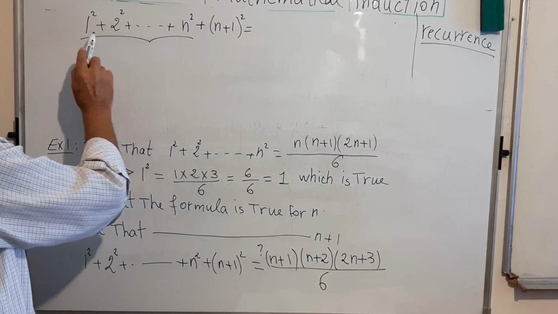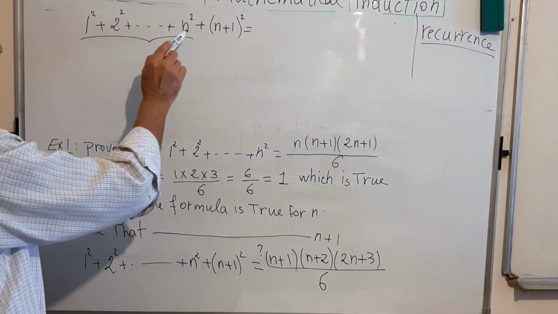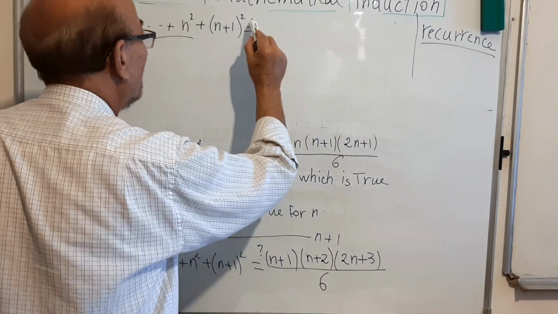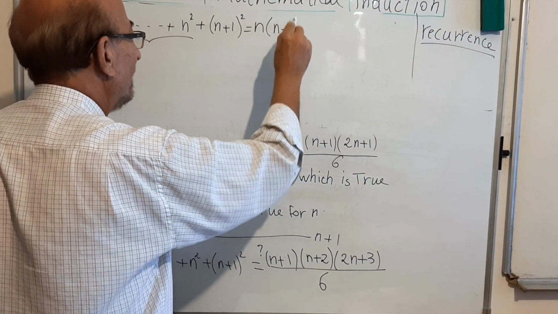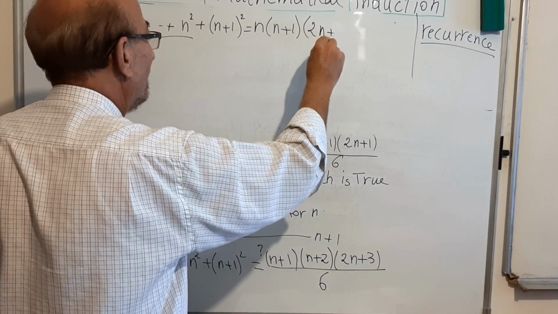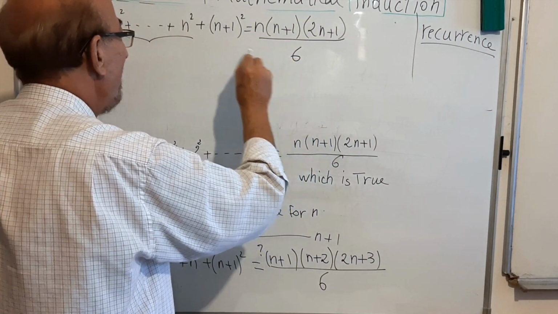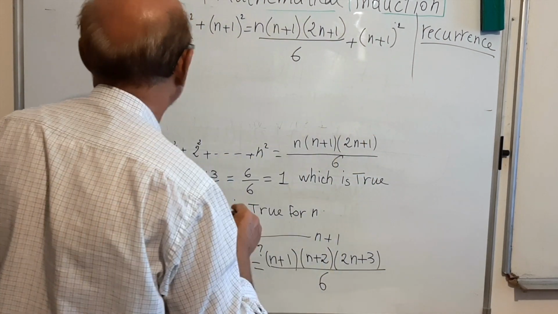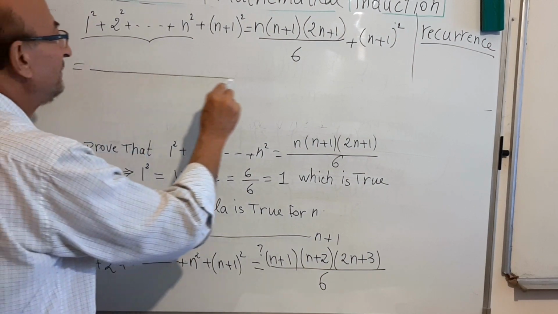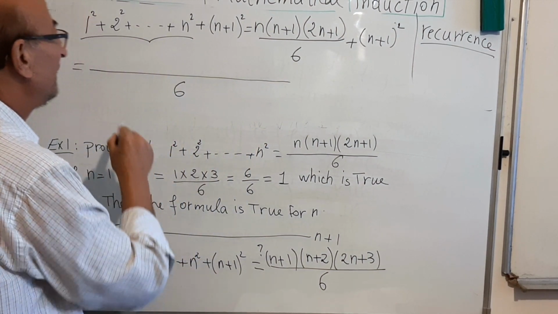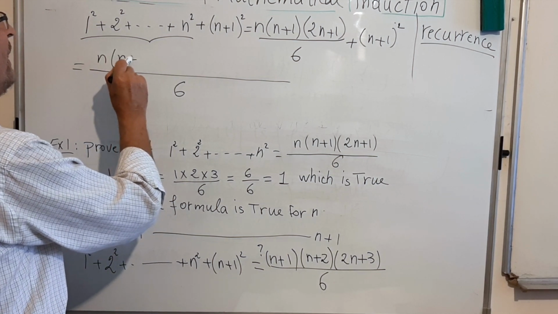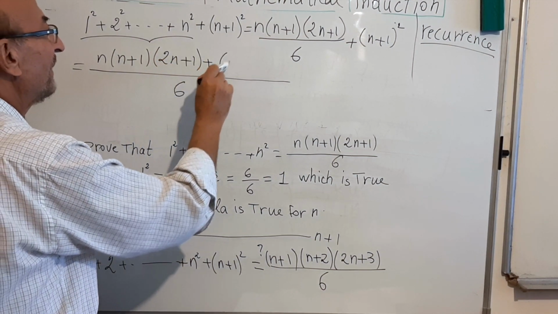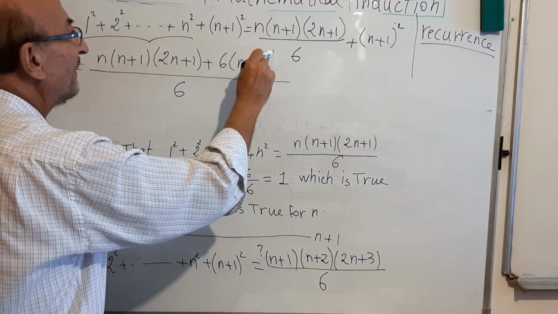We substitute 1 square plus 2 square plus etc. plus n square by n times n plus 1 times 2n plus 1 over 6, plus n plus 1 square, equal, with 6 as common denominator, n times n plus 1 times 2n plus 1 plus 6 times n plus 1 square.